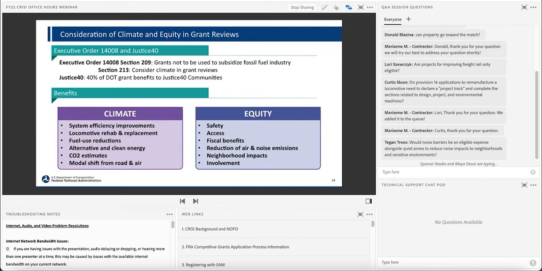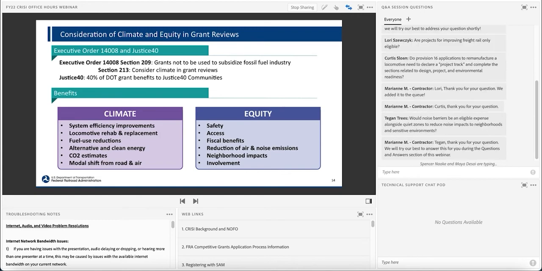Essentially, anything that also reduces neighborhood impacts to those particular communities around where you're working on your project, certainly mention those. And finally, obviously involving those communities in transportation decision-making is something that's always looked upon favorably. Just like we'd involve any kind of community, make sure you reach out to all the communities that might be affected. And those are also things that you'll want to mention when you write up your particular grant application.